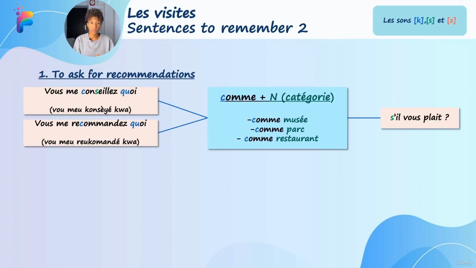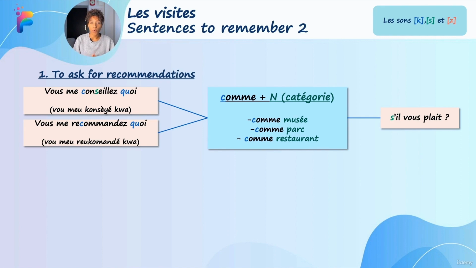If you want to ask for recommendations, remember those sentences. First option, vous me conseillez quoi? Then we're going to use comme and a noun. And the noun usually describes the category. And to finish the sentence, we'll use s'il vous plaît. We can also start the sentence with vous me recommandez quoi? And then middle and end are the same. Let's try with some examples.